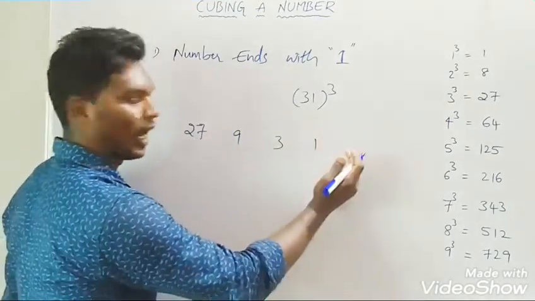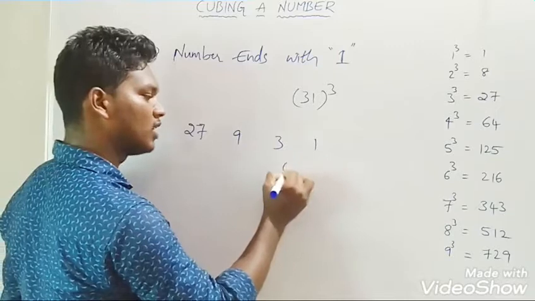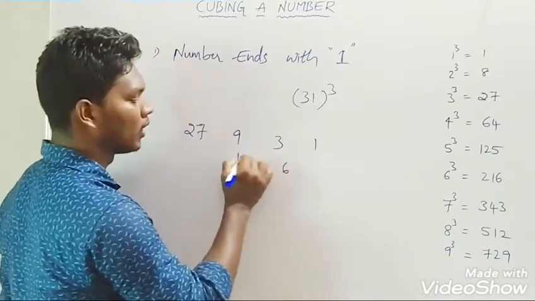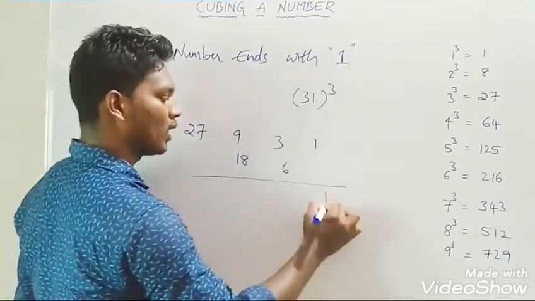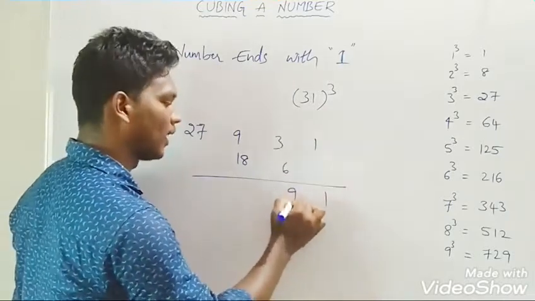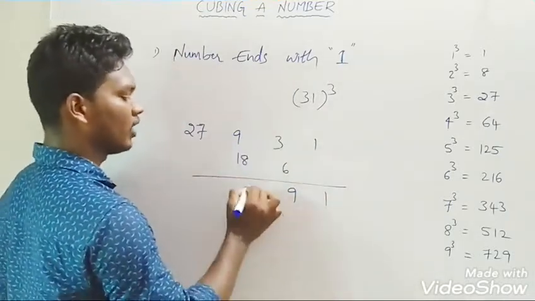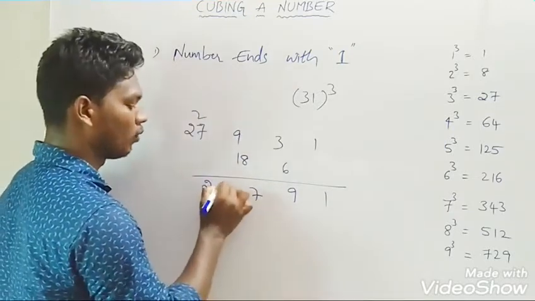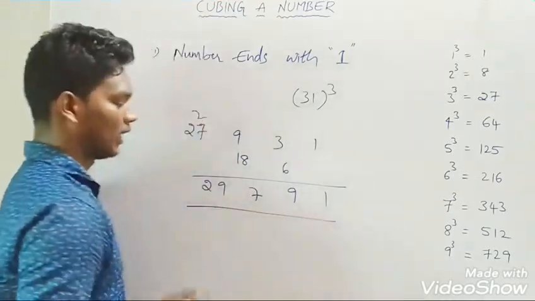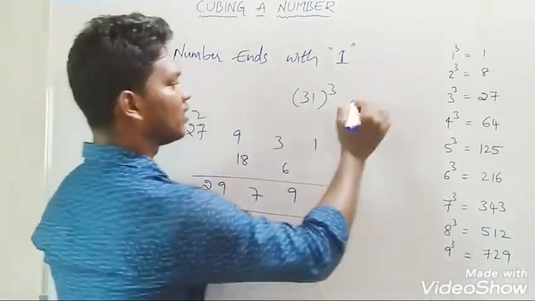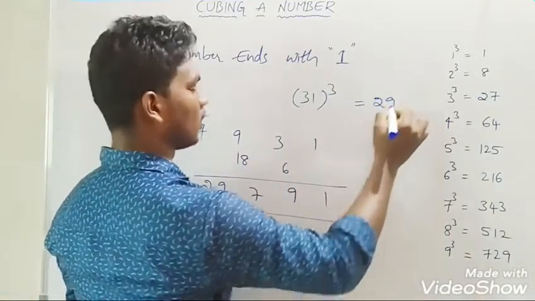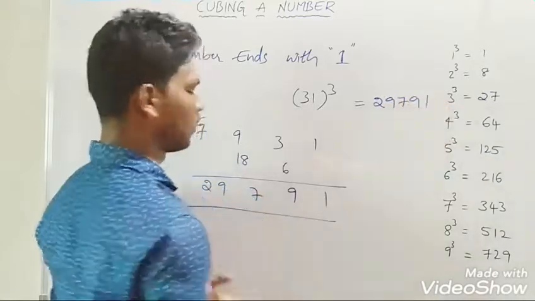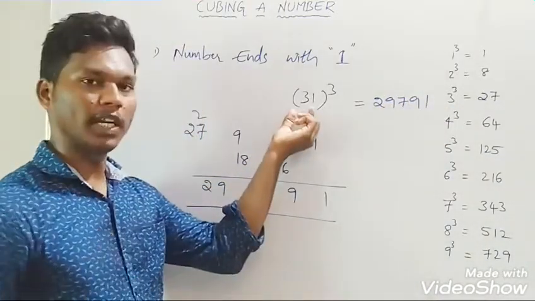So leave the first one and the last one. Double the 3 will be 6 and double the 9 will be 18. Now 3 plus 6 will be 9 and 18 plus 9 will be 27. So I am writing 7 here, 2 here. 27 plus 2 will be 29. So finally the value of 31 cube is 29791. Okay, friends.